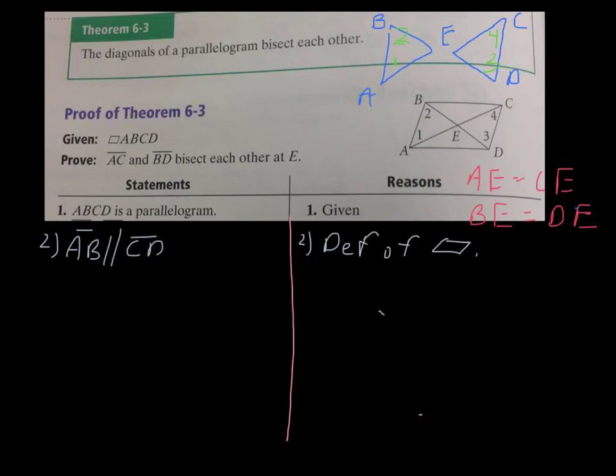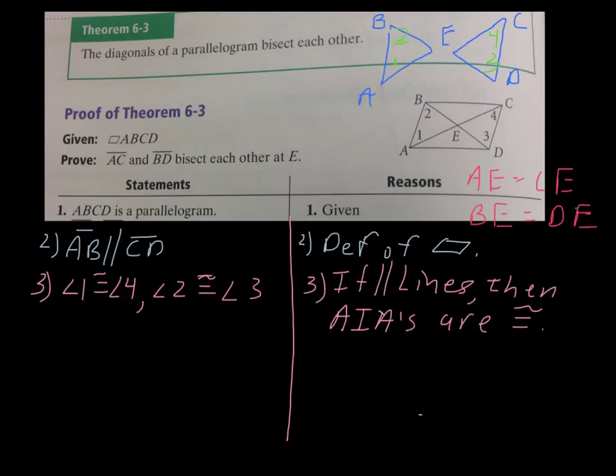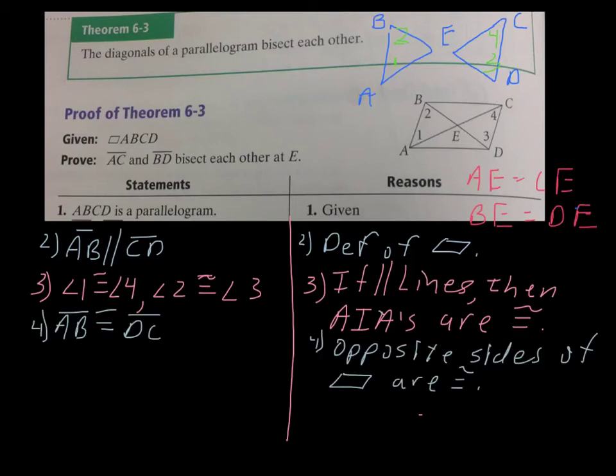All right, step 2 needs to be that AB is parallel to CD by definition of a parallelogram. If you have a parallelogram, both pairs of opposite sides are parallel. Step 3 would then be angle 1 is congruent to angle 4, and angle 2 is congruent to angle 3, because if parallel lines, then alternate interior angles are congruent. Step 4 would then be segment AB is congruent to segment DC, because opposite sides of a parallelogram are congruent.